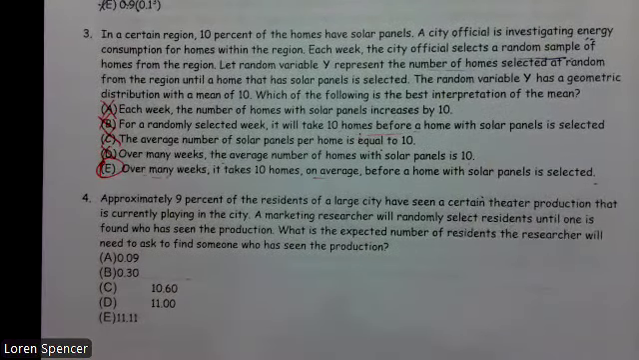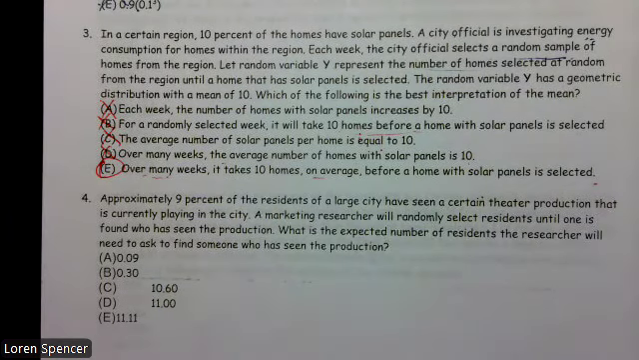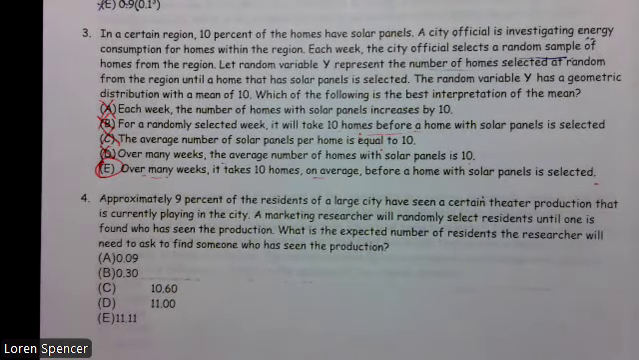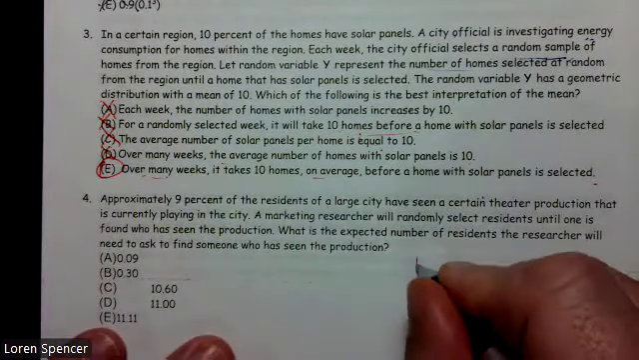Number 4. Approximately 9% of the residents of a large city have seen a certain theater production that is currently playing in the city. So we have a probability of 0.09.